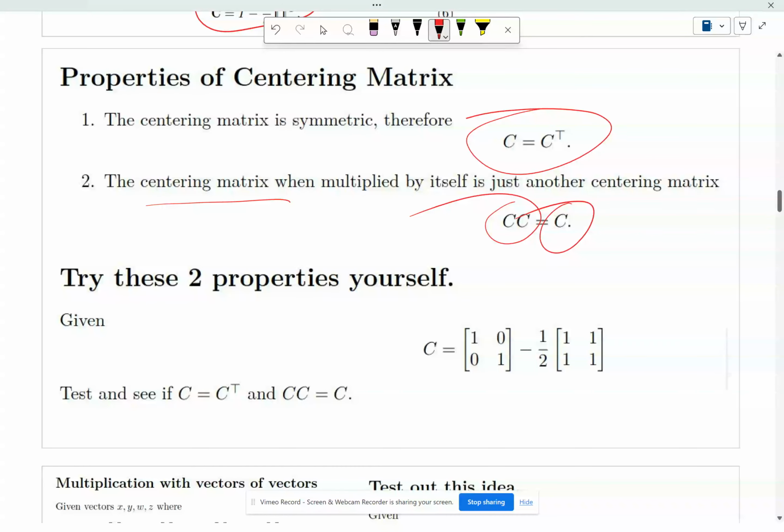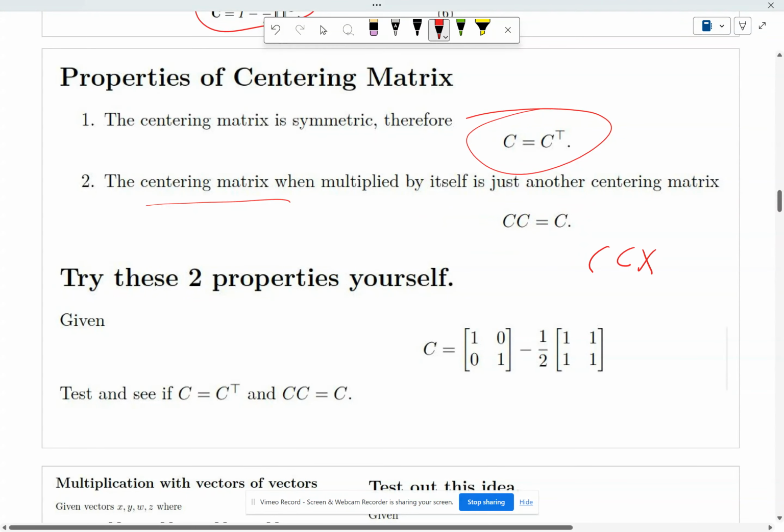So centering twice: if you move the data to the center, and then you try to move the data to the center again, it's equivalent to just moving the data to the center in the first place. Hence, if you try to center it twice, it's like this, XCC. You center it, and you try to center again, nothing's going to change. Therefore, two centerings are equivalent to one centering.